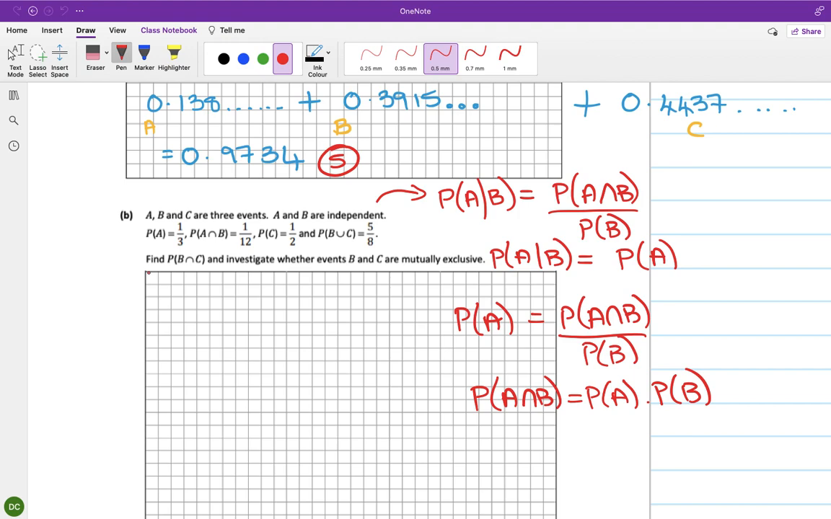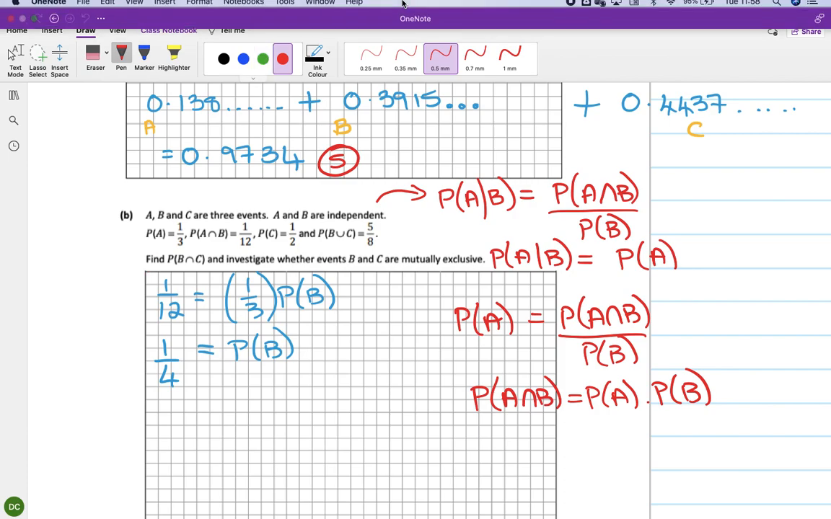Okay, so A and B are independent. So that means the probability of the intersection, which is 1 over 12, is equal to the probability of A multiplied by the probability of B. So that means the probability of B must be, definitely going to get interrupted again here, 1 over 12 divided by 1 over 3, which is 1 over 4. So that's the probability of B. Right, I'm going to stop before they barge in.